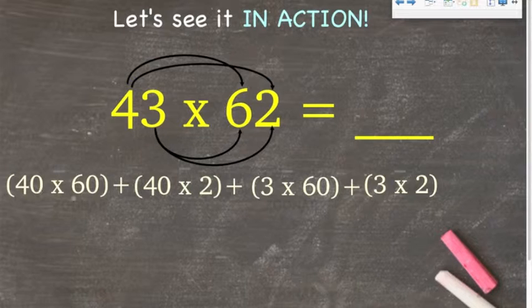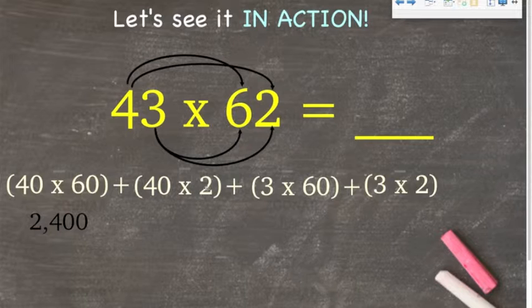Now, what I need to do first is solve the expressions that are in our parentheses. So 40 times 60, I know that I can use my knowledge of my 4 times 6, which is 24. And I have to tack those 2 zeros on, or make it 100 times greater. So that will give me 2,400. Then I need to move over to my next expression here, and I'm going to do the same thing.